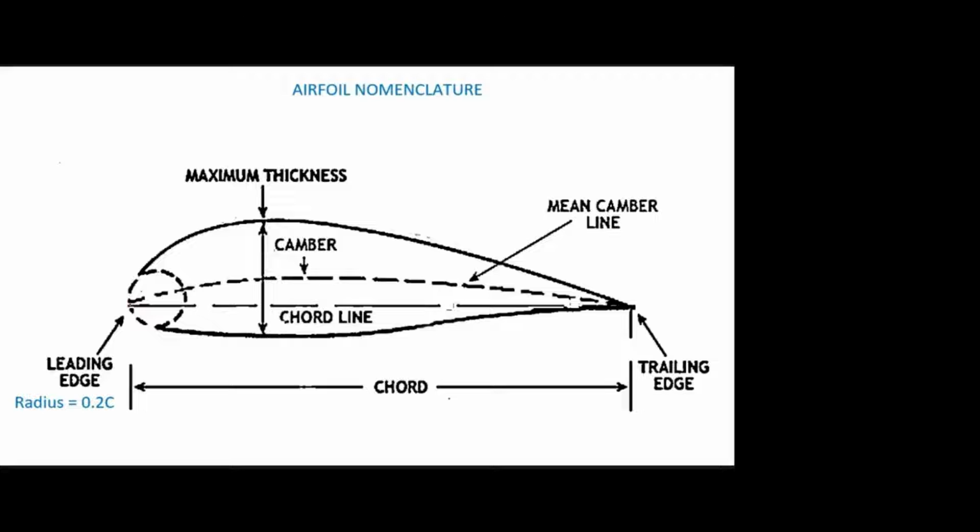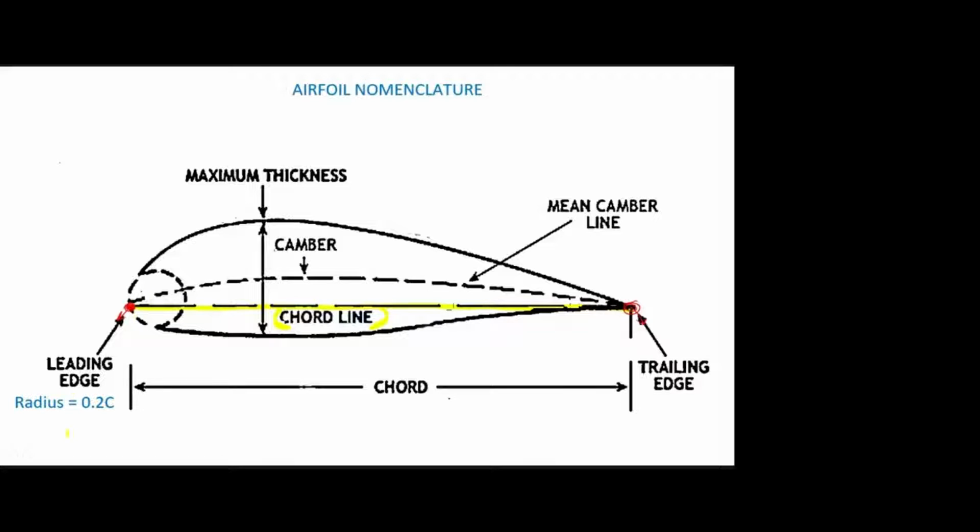So this is the leading edge. That is, this forwardmost point is the leading edge, and this point is the trailing edge of the airfoil. And the straight line that joins this leading edge and trailing edge is the chord line. So the straight line which joins the leading edge and the trailing edge of the airfoil is called chord line.